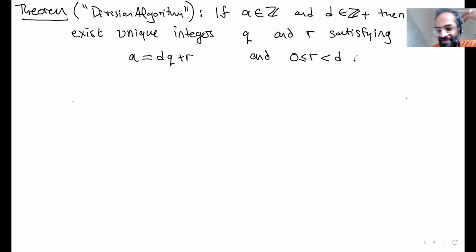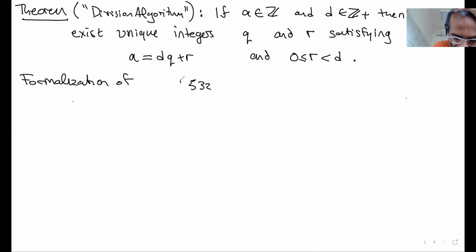This is just a formalization of what it means to divide an integer by another integer with remainder. It's not really a new concept, right? It's something you've been doing since, I don't remember what grade I learned this in. This is a formalization of the usual long division, right?